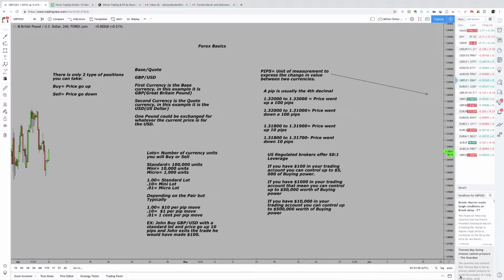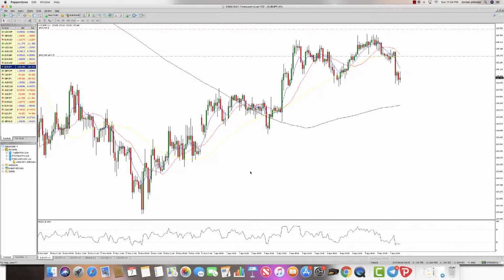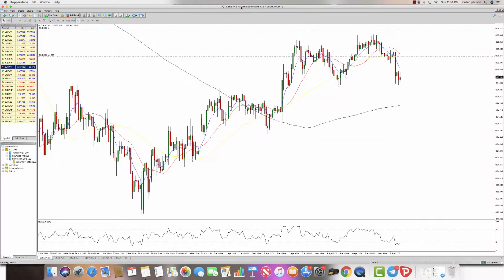It's that simple, you all. When you buy, price is going up. When you sell, price is going to go down. Let's switch over to one of my live trading accounts. It's actually my only trading account at the moment. We are looking at my live trading account. As you can see at the top, it is using Forex.com, a U.S. regulated broker. We're going to go over that as well later.